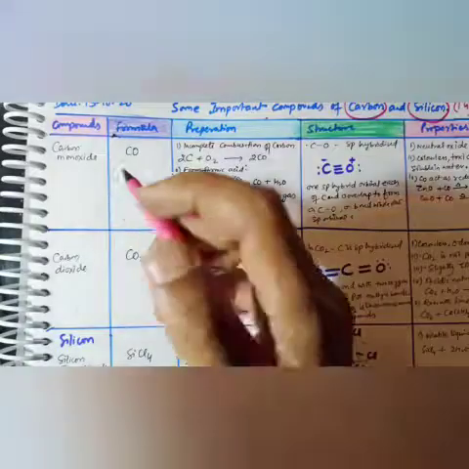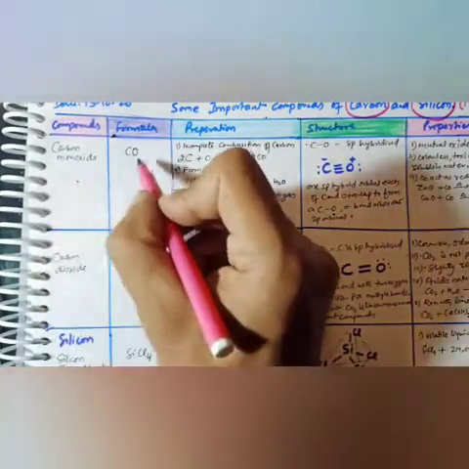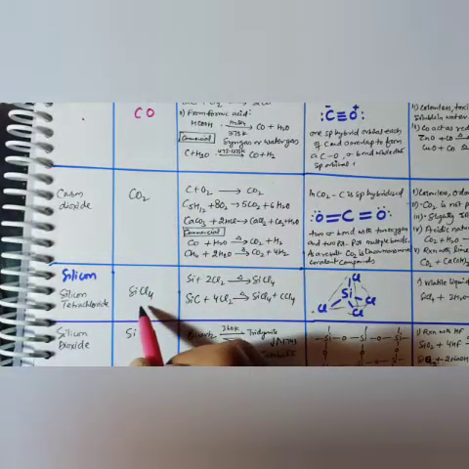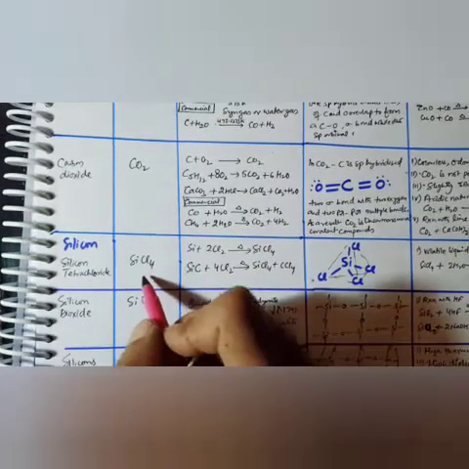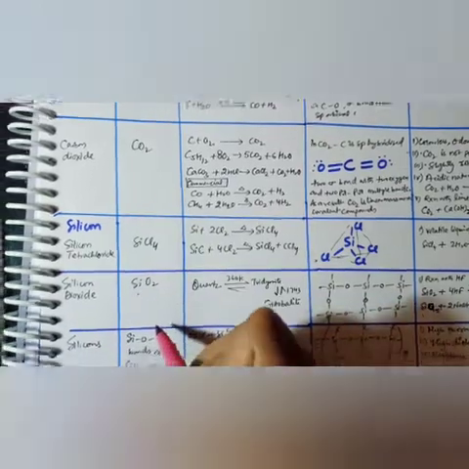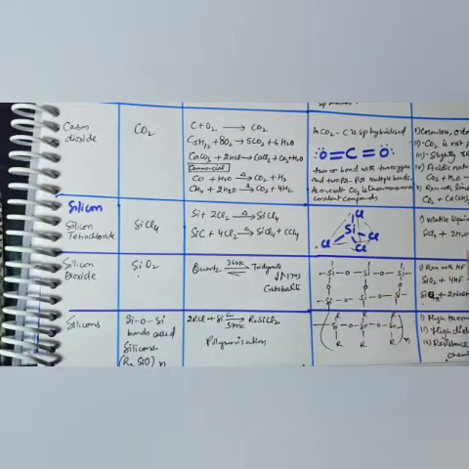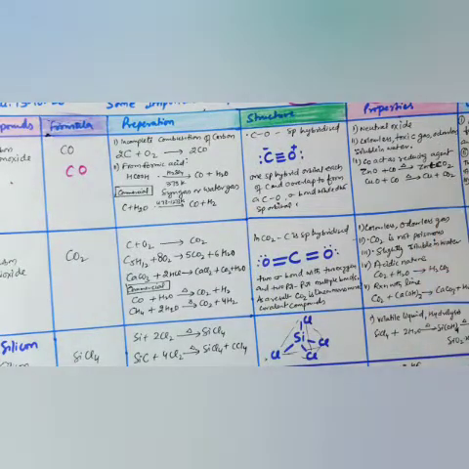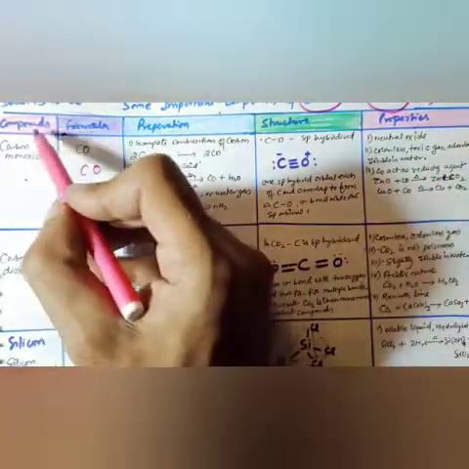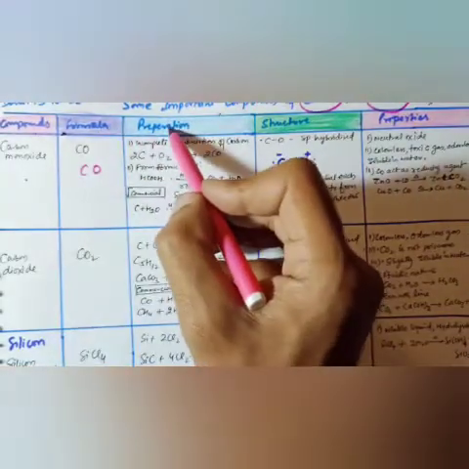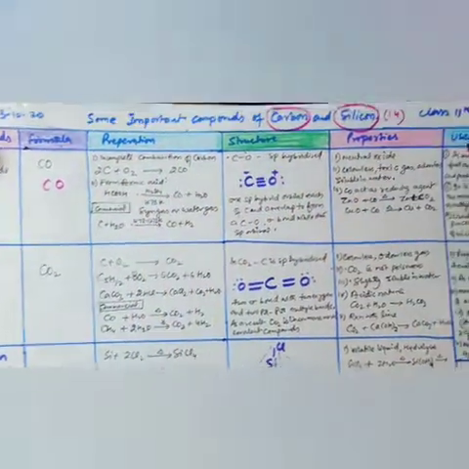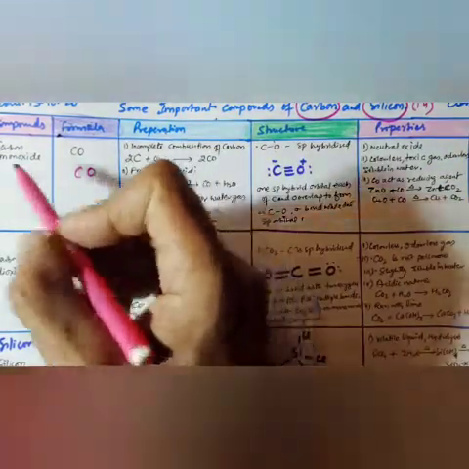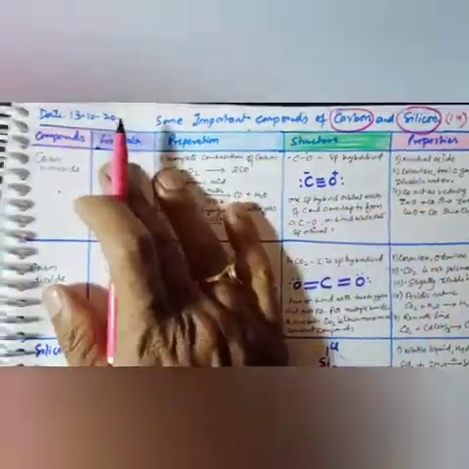There are some important compounds like carbon monoxide, with the formula CO, carbon dioxide CO2, silicon tetrachloride, silicon halide, silicon oxide, and silicones. These are the basic compounds. One more is silicates. So very simple. We need to write the compound formula, preparation, structure, properties, and uses, as we did for some compounds of boron also. Carbon monoxide is not a new word for you.